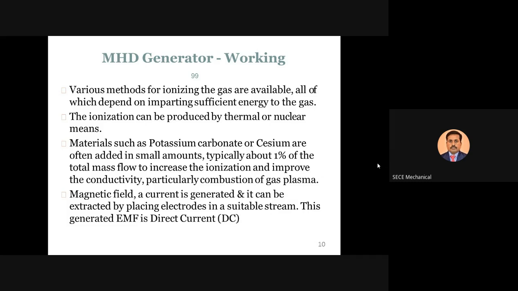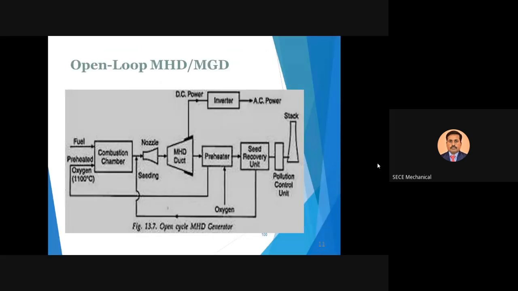But in a normal power plant we produce AC current. So this is the big difference between this type of power plant and the previous type of power plant. Here we are producing DC power. If you want to convert the DC power into AC power, we have to use an inverter device. So with the help of an inverter, we can convert the DC current into AC current.